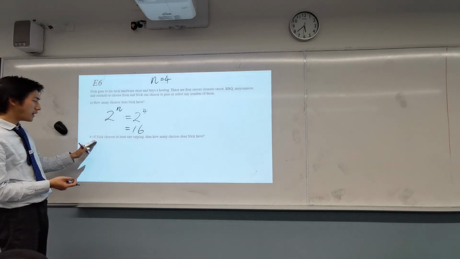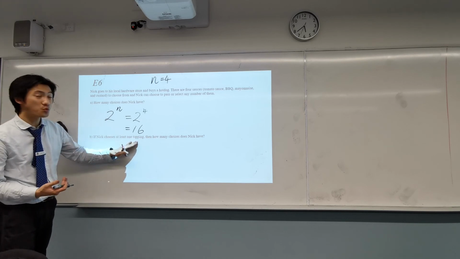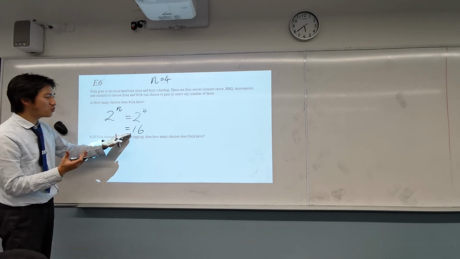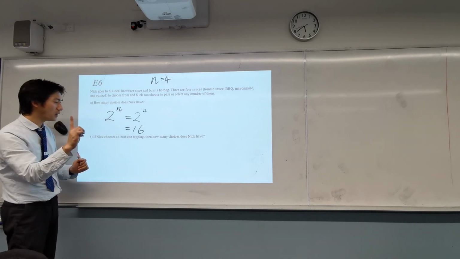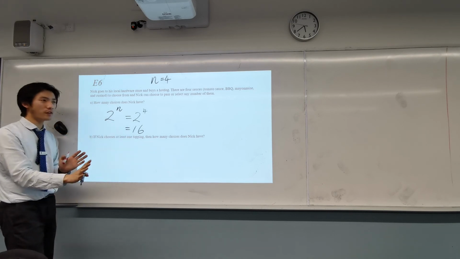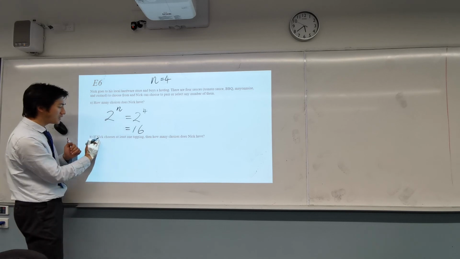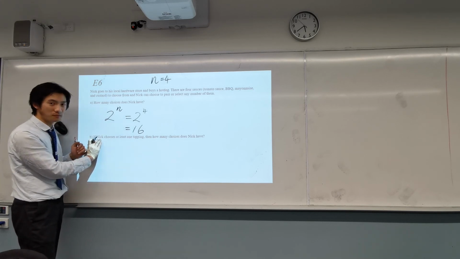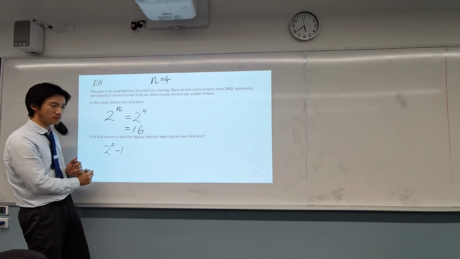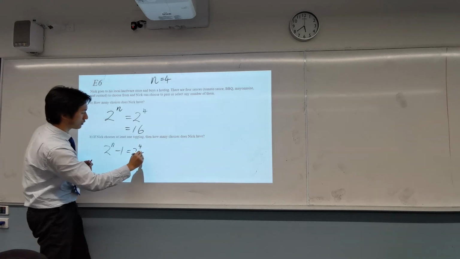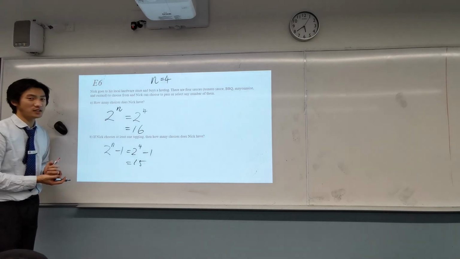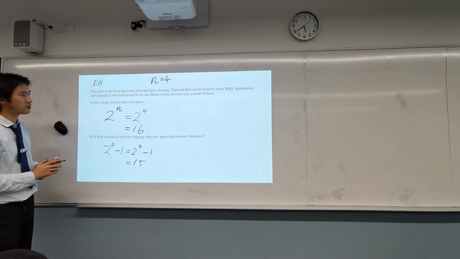Now, in the next question, if Nick chooses at least one sauce, how many choices does Nick have? There are 16 ways in total, but there's only one way of not choosing any sauce. If you exclude the fact that you're not going to choose any sauce, that means Nick is going to choose at least one of them. So the answer is going to be 2 to the n minus 1, which is 2 to the 4 minus 1. 16, take away 1 is 15. 15 combinations where you do actually put some sauce on your hot dog.